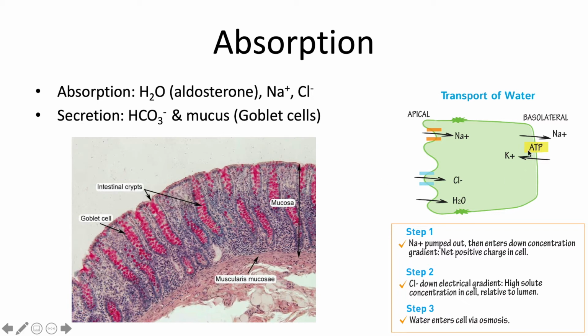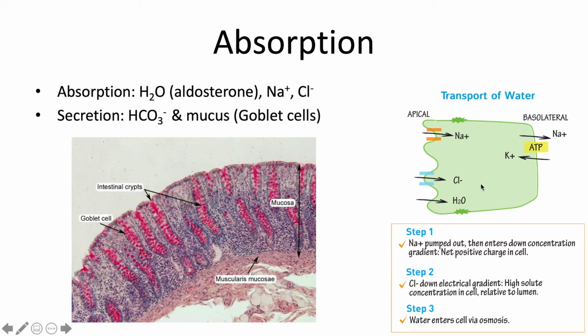Sodium-potassium pumps then actively transport sodium to the basolateral side of the large intestinal epithelial cells. It is important to note that water absorption is very efficient in the colon because it is enhanced by the function of aldosterone hormone. Chloride is also absorbed by exchange with bicarbonate.